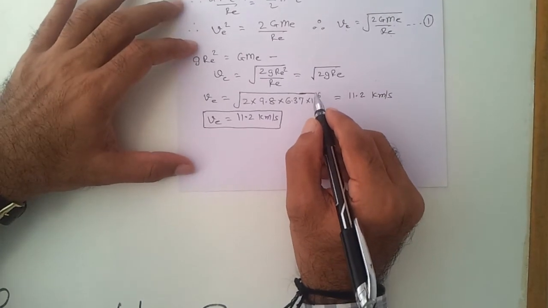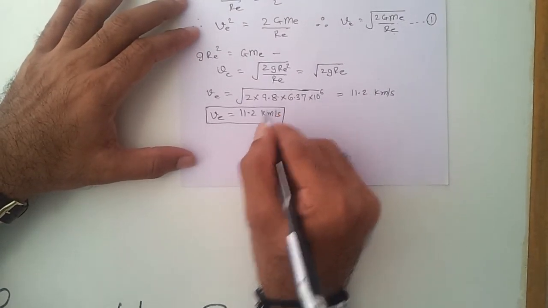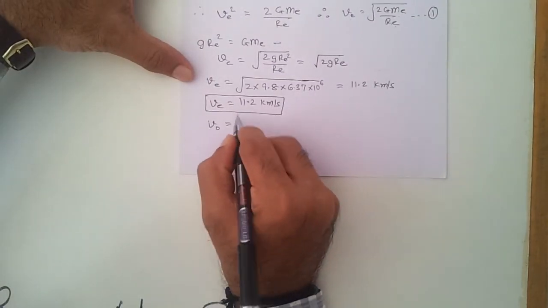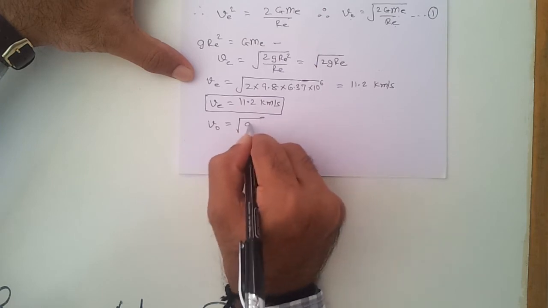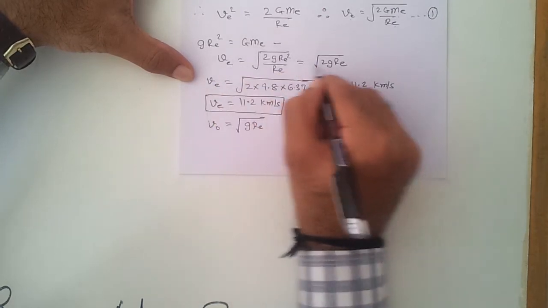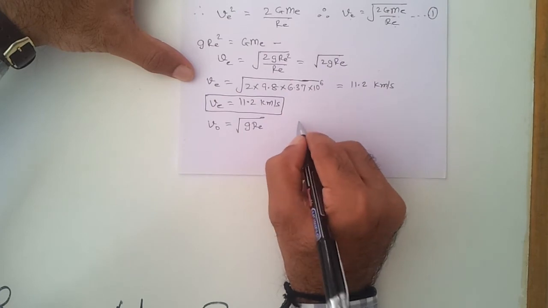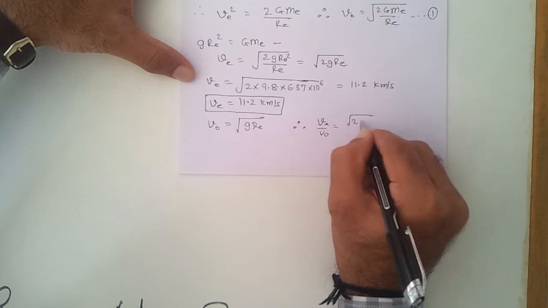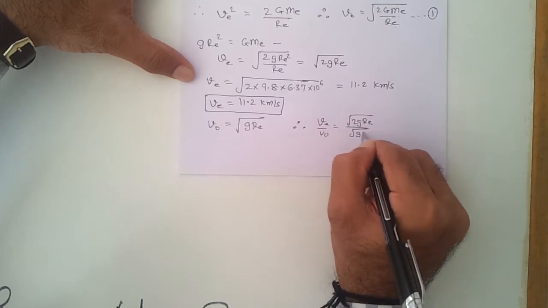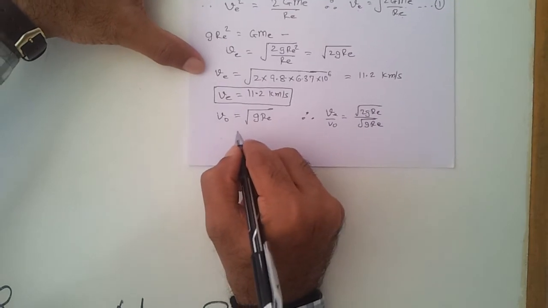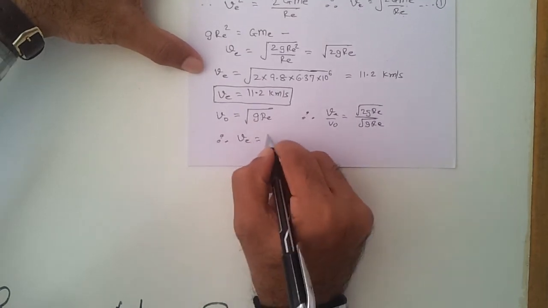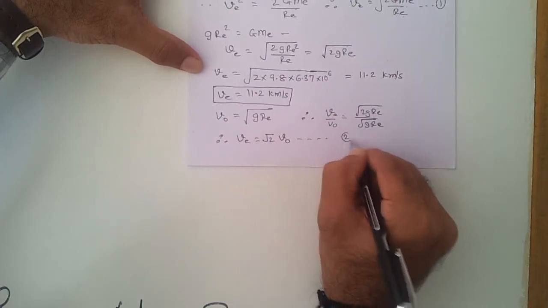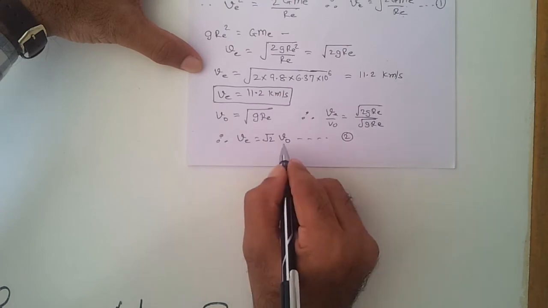Okay, the last point in this video is we'll do a comparison with orbital velocity. In a previous video, we obtained the expression for orbital velocity: vo is equal to square root of g Re, and escape velocity is square root of 2 g Re. Therefore I get ve upon vo is equal to square root of 2 g Re upon g Re, and therefore ve is equal to square root of 2 into vo. Let us call this equation 2. So I have got a relationship between escape velocity and orbital velocity.